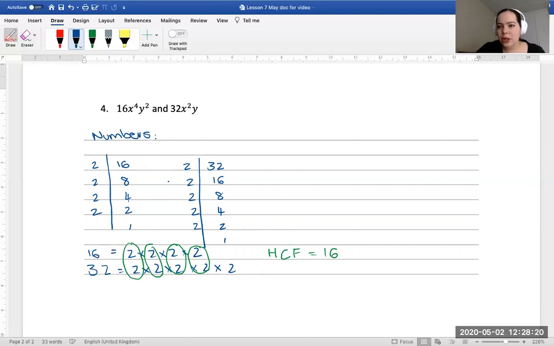Now, we can always double check. We can grab our calculators and say, look, does 16 go into 16? Yes, it does, one time. Then we can say, does 16 go into 32? And we put in our calculator, 32 divided by 16, boom, twice. So we know for sure that it's right. All righty. Now, let's have a look at our variables. Okay, we've got x to the power of 4 and y squared. And then the other one, we've got x squared y.